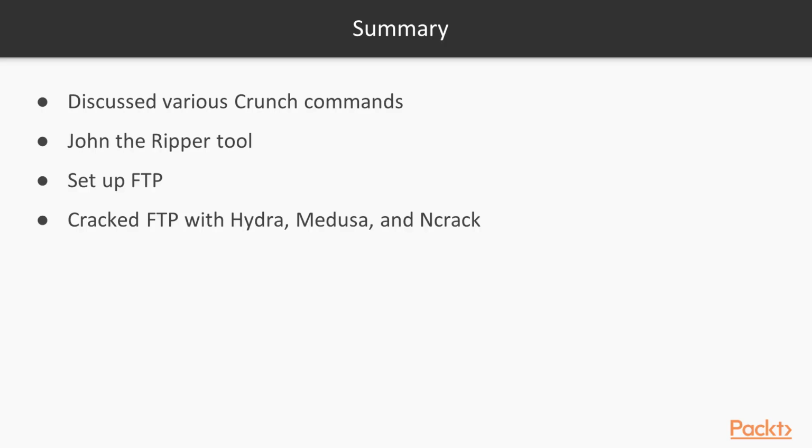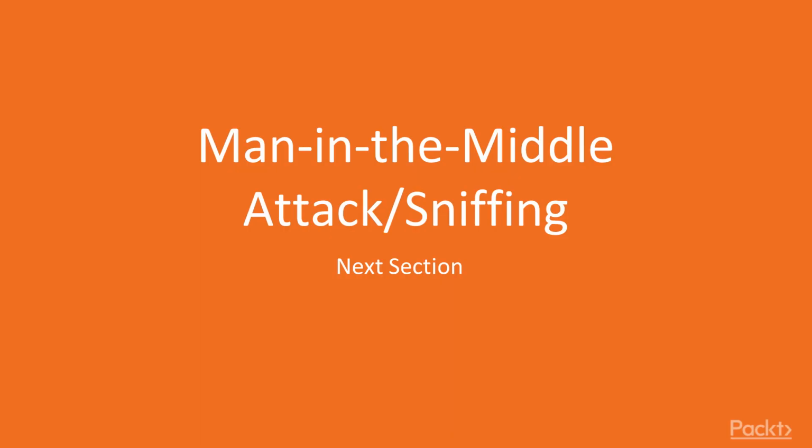Let's talk about the section summary, what we have learned in this section. First of all, we learned about the crunch commands and how to create dictionaries. Then we learned how to attack a password file using John the Ripper. Then we set up the File Transfer Protocol inside a Windows 10 machine, and finally we cracked FTP using Hydra, Medusa, and Ncrack. So this is all about this section. In the next section we are going to learn about man-in-the-middle attacks, or sniffing. Thank you.